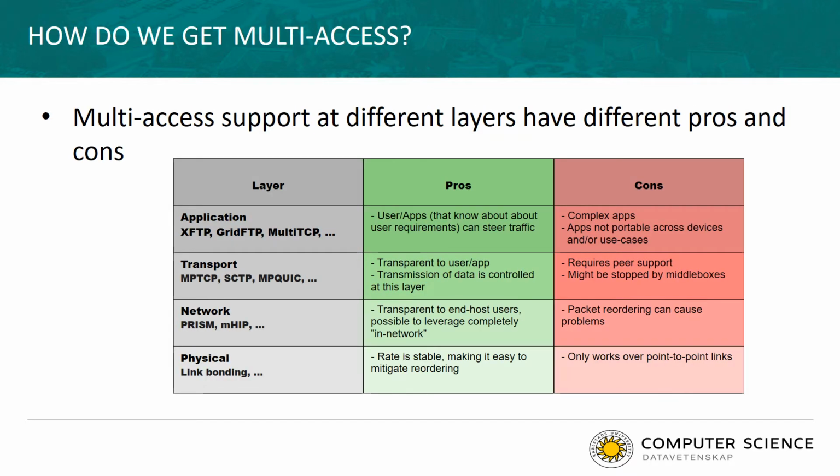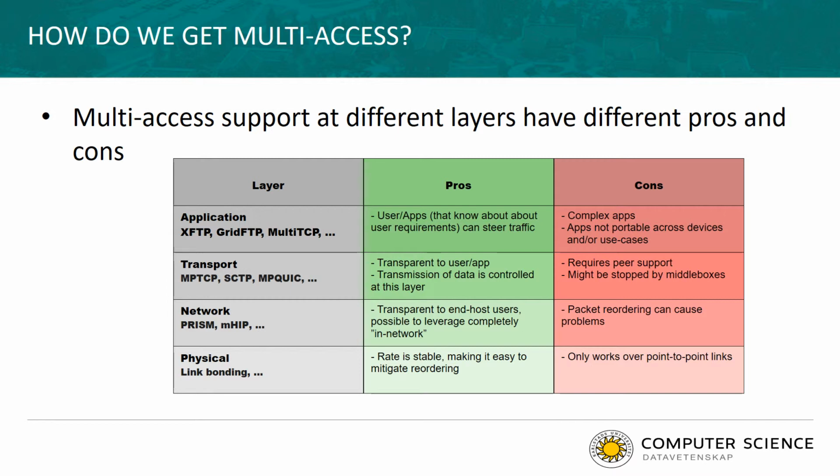So what are then the pros and cons of providing multi-access support at different communication layers? Well, if we start to look at the application layer, integrating multi-access support in the applications gives you a lot of flexibility. You have a lot of knowledge about your application and you can steer your traffic according to this. But it may also lead to more complex applications. And it means that each application has to implement this support individually. It may also mean that your application is not portable across devices, or that it cannot be used in the same way across use cases.